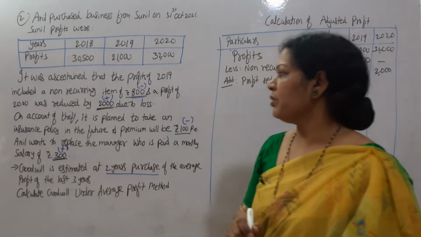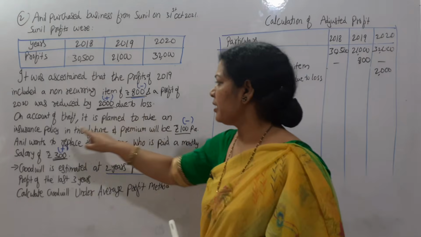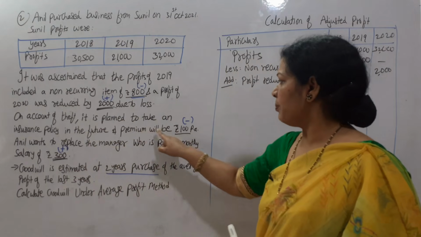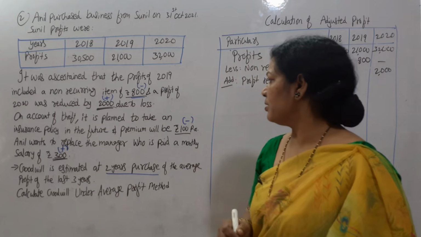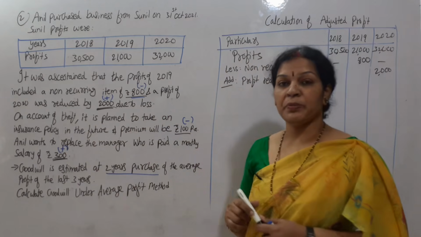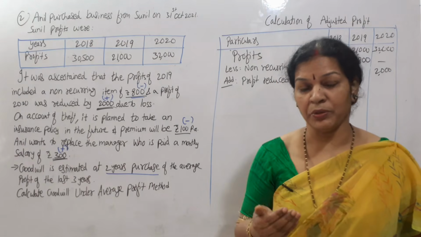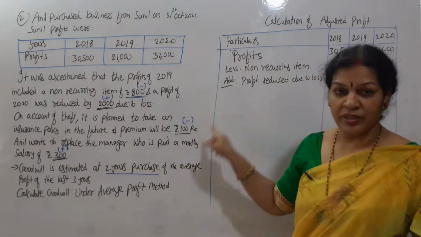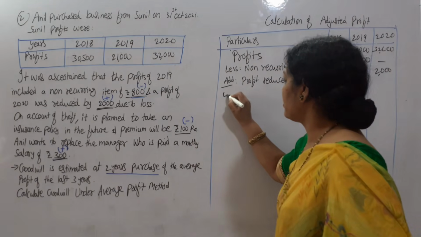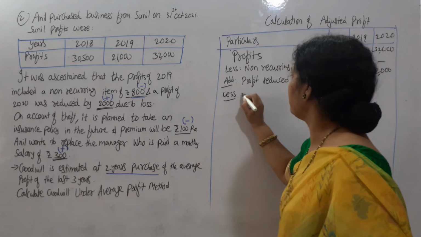Next, on account of theft, it is planned to take an insurance policy in the future. The premium will be 100 rupees per annum. Since we pay the premium every year, profit is going to decrease, so we are going to deduct it. This is for all the years. Less insurance premium.